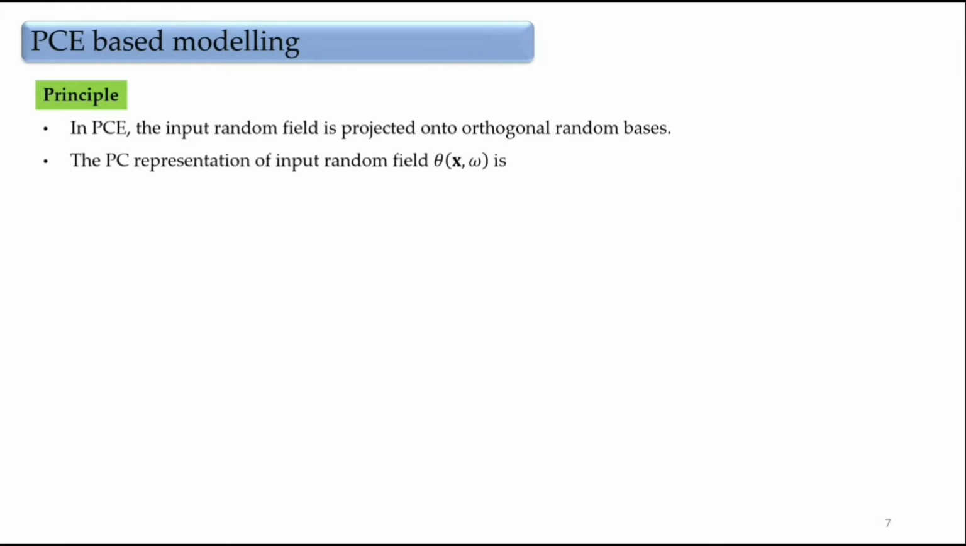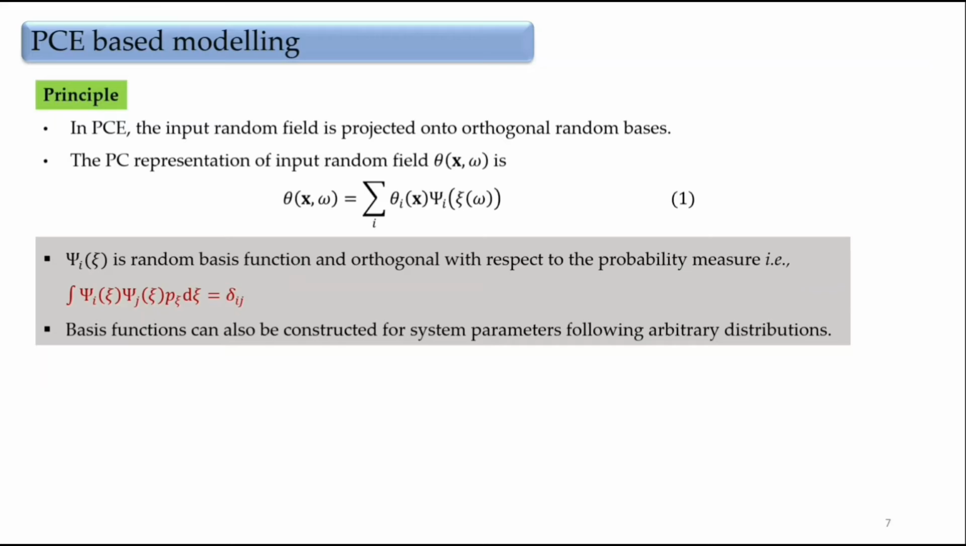Since PC has been used in the present study, here I will discuss the underlying principle of PC in brief. Essentially, in PC, the random field is projected onto orthogonal random basis. For example, if theta is the input random field, its PC representation is given as here in equation 1. Here theta_i is the deterministic projection which needs to be estimated. Psi_i are the orthogonal basis functions which follow the orthogonality condition as given here. Here delta_ij is the Kronecker delta.